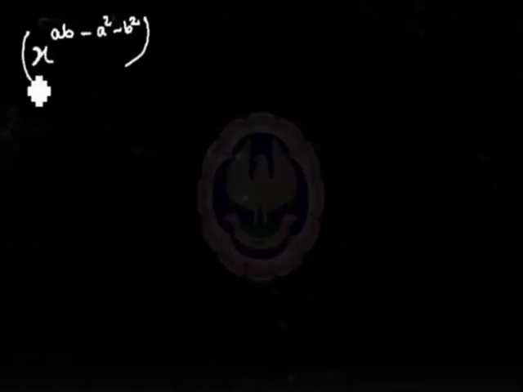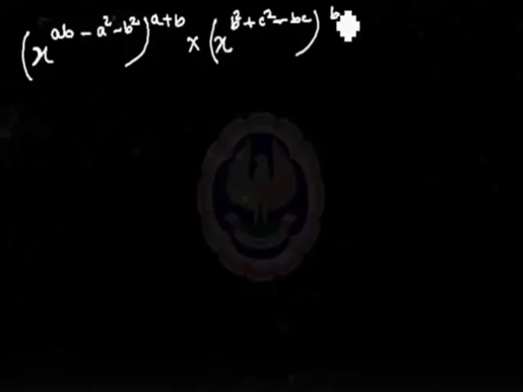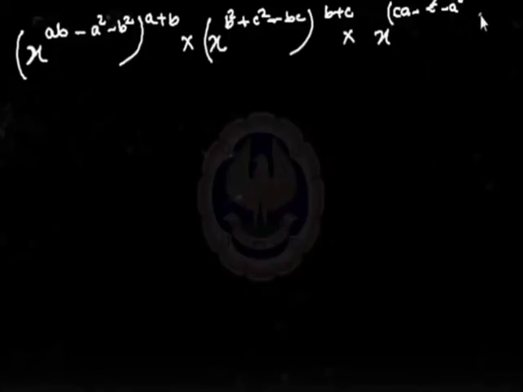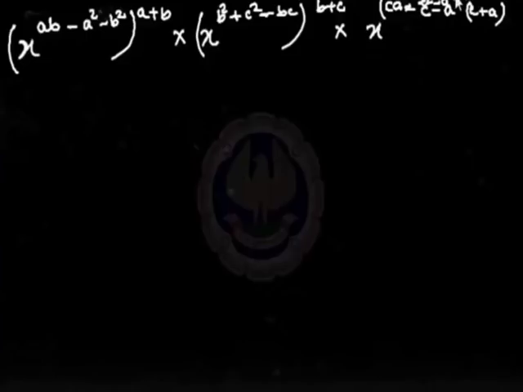So let's simplify this. If you remember, x to the power a by x to the power b is equal to x to the power a minus b. So applying this, we can write the first part as x to the power ab minus a square minus b square, whole to the power a plus b, into x to the power b square plus c square minus bc, whole to the power b plus c, into x to the power ca minus c square minus a square, whole to the power c plus a.